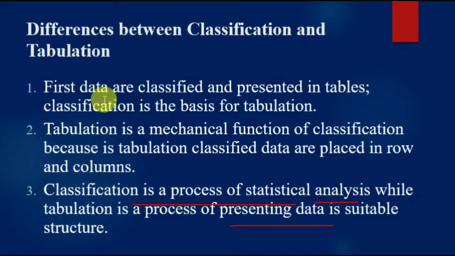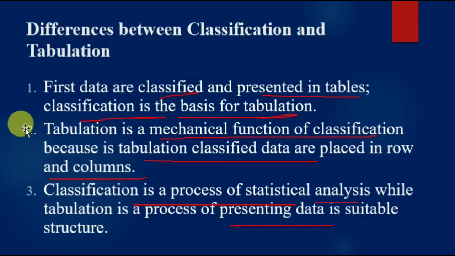Other than that, first the data are classified, and then presented in tables. So classification is the basis for tabulation. First we should classify, and later we tabulate the data. Tabulation is a mechanical function of classification: the classified data are placed in rows and columns. These are the main differences between classification and tabulation.